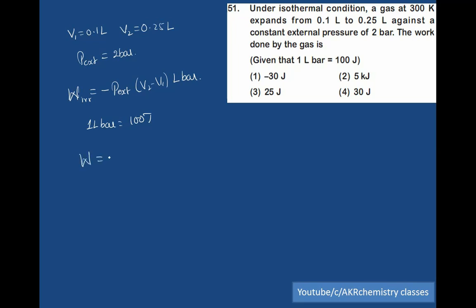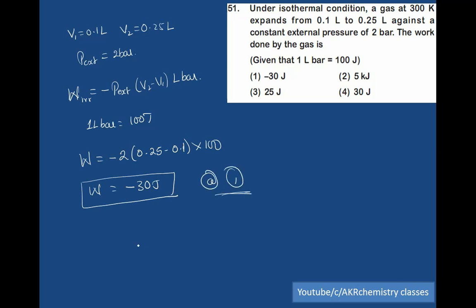So work is equal to minus 2 into 0.25 minus 0.1 into 100. So W is equal to minus 30 joules. Since they asked what is the work done by the gas, it should always be with a negative sign, therefore minus. So option first is the right answer.